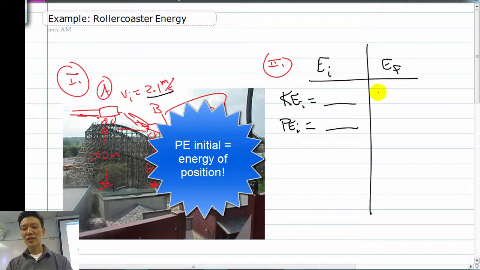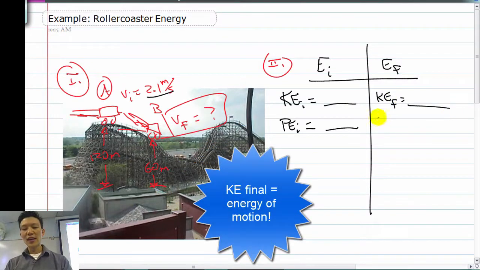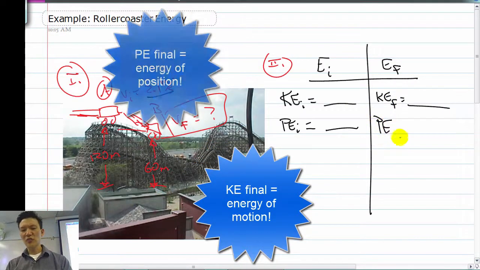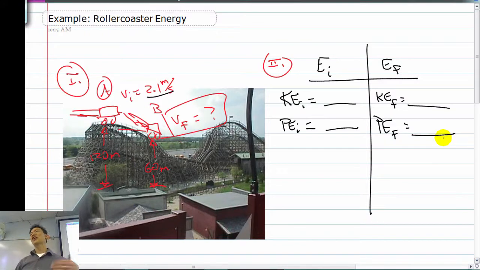At the very end, is it moving? Oh yeah, big time. It's moving a lot faster because it's going down that big hill. And does it have potential energy? Of course it does. It's still 60 meters above the ground. All you're doing is converting PE and KE to PE and KE at the end. It's just in this case, we're mostly converting potential energy into kinetic.